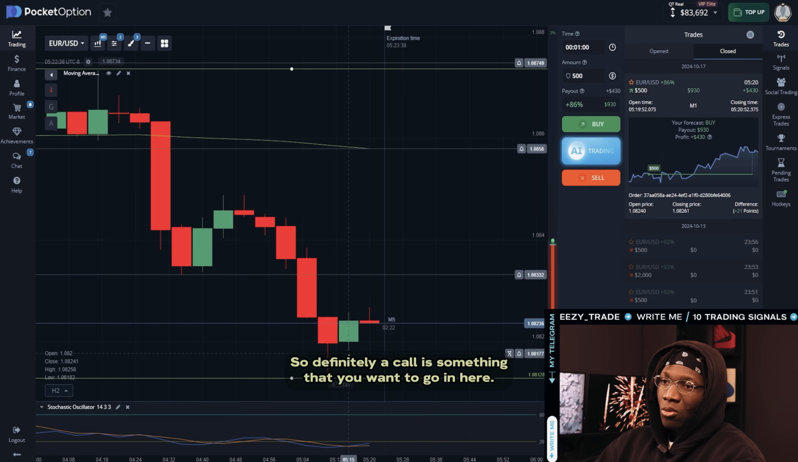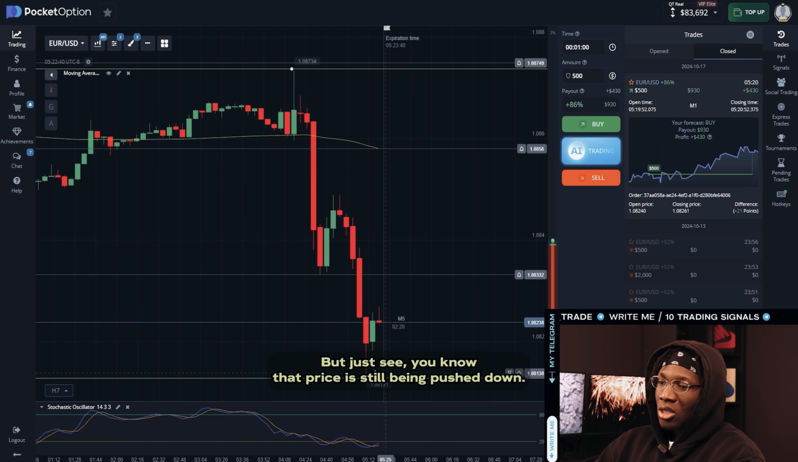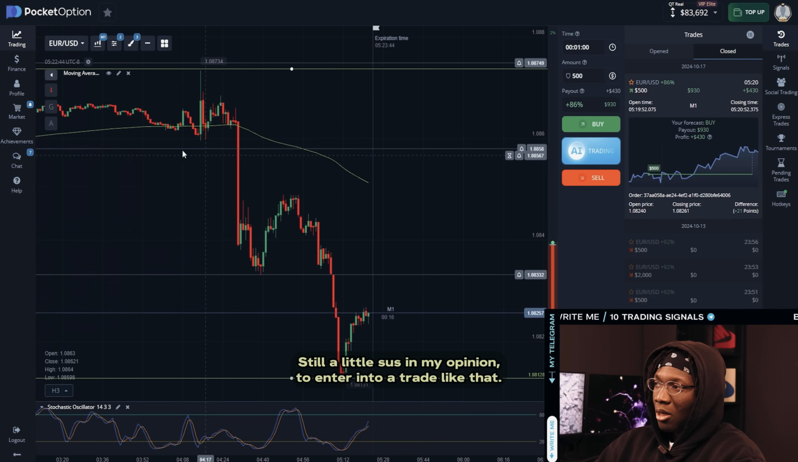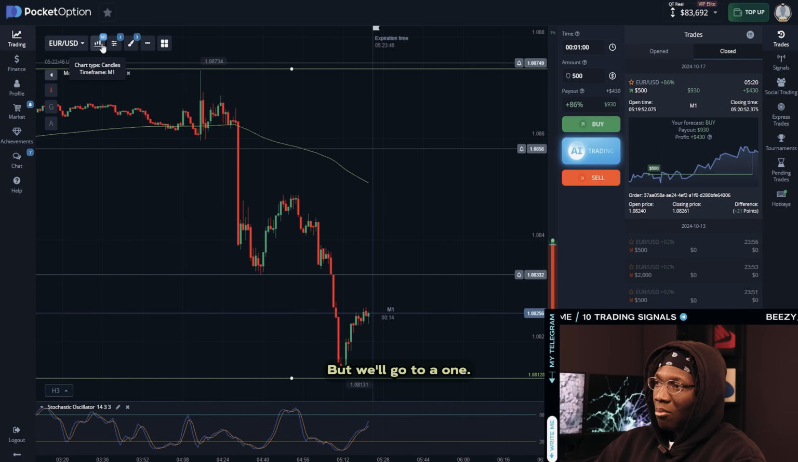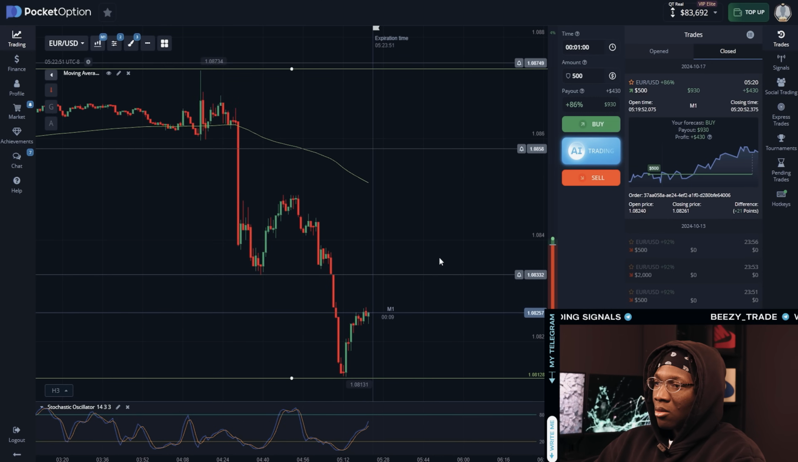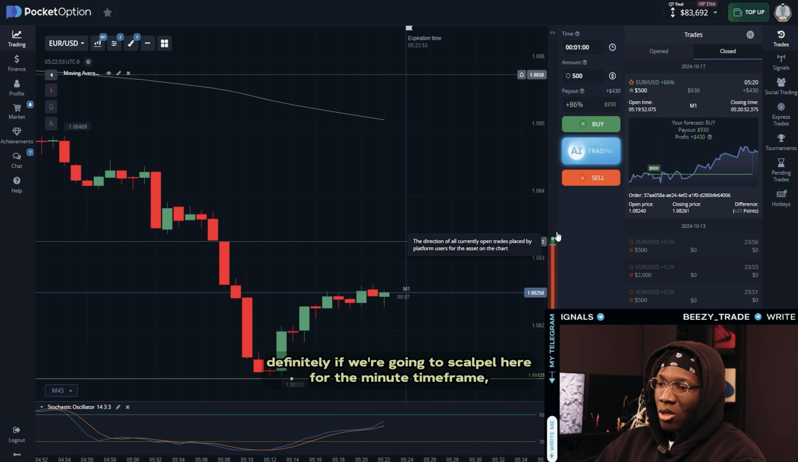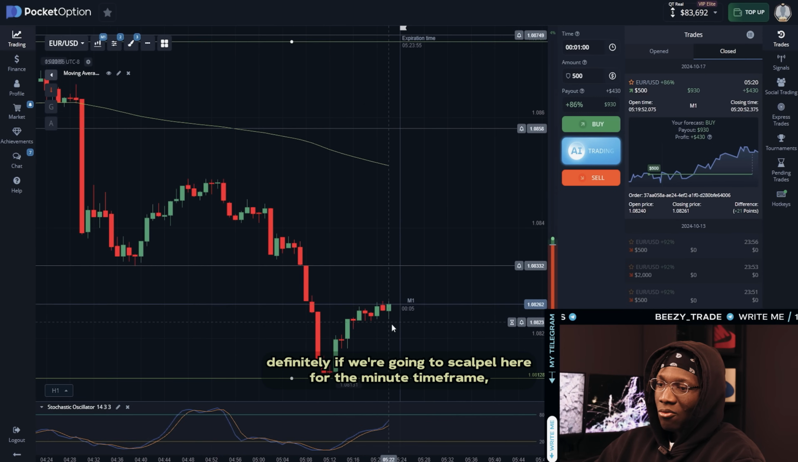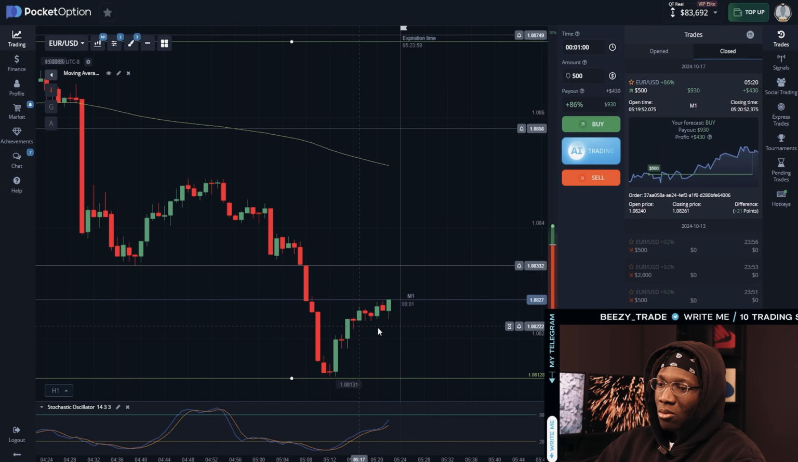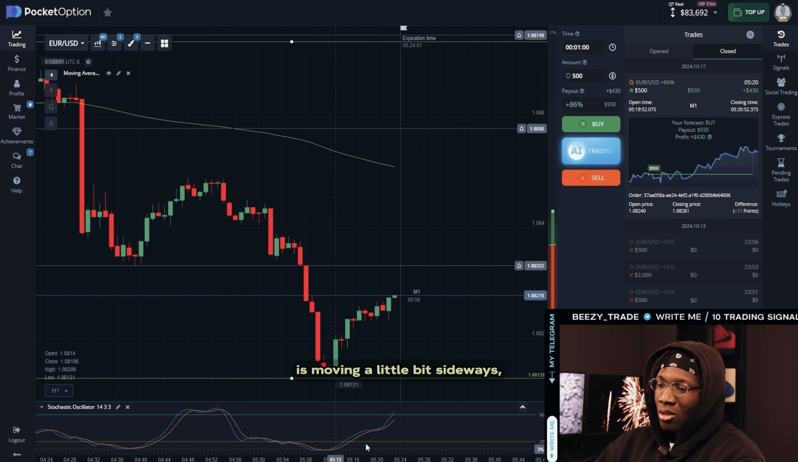So definitely a call is something you want to go in here. But just seeing how that price is still being pushed down, it's still a little sus in my opinion to enter into a trade like that. But when we go to a M1, we can see that that's kind of changing. So I think definitely if we're gonna scalp on here for the minute time frame, we need to see more movements because I don't like the way this is moving a little bit sideways.